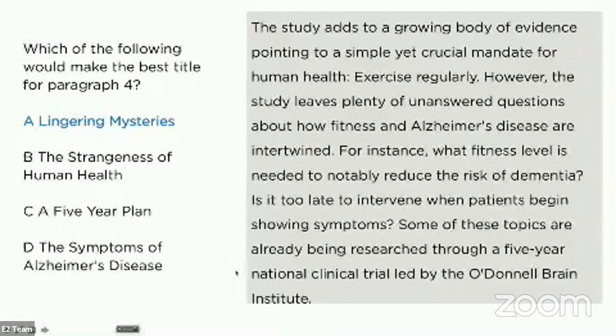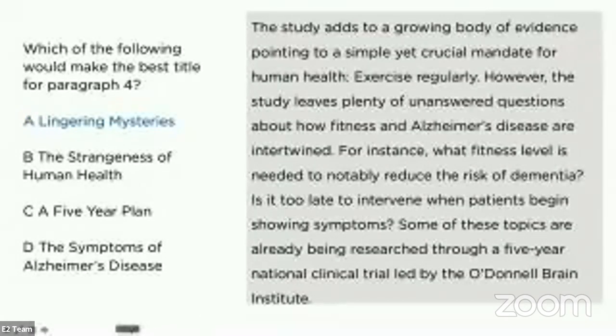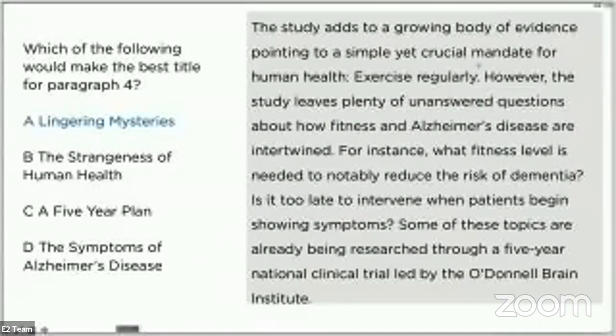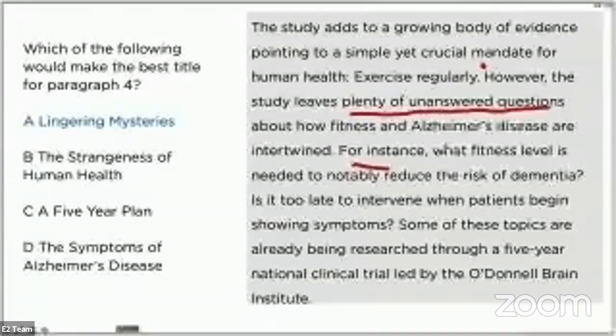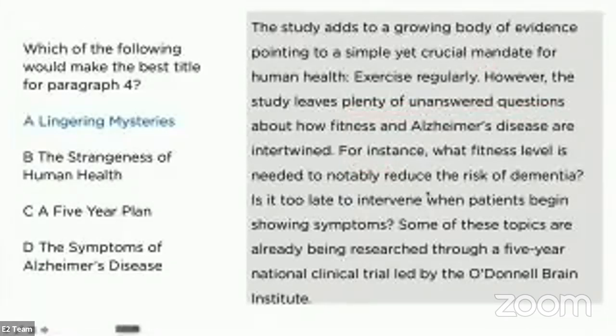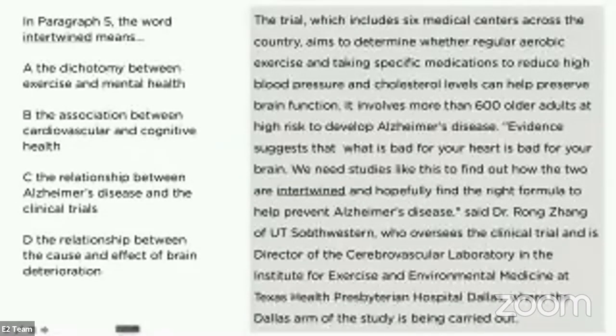The answer is A, Lingering Mysteries would be the best title because if you look here, it says, however, the study leaves plenty of unanswered questions about, blah, blah, blah. For instance, so these are the lingering mysteries. That would be the best title for this paragraph. The final question, question number 5. This is, well, I changed this a little bit.